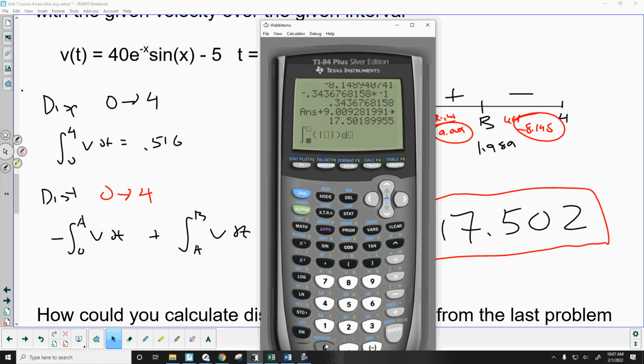Mr. Messner, it appears my calculator's not working. I broke something. Nope. Not that you broke something.